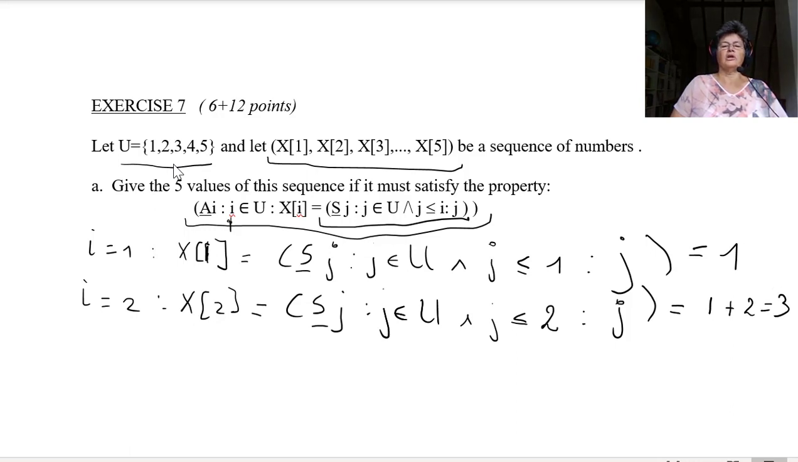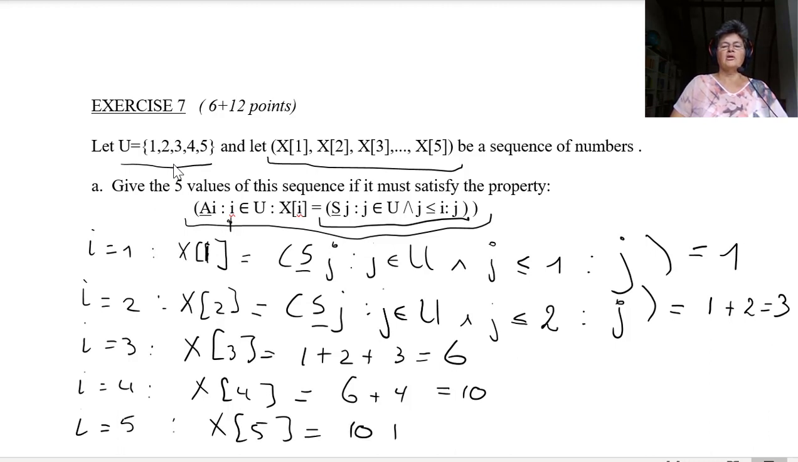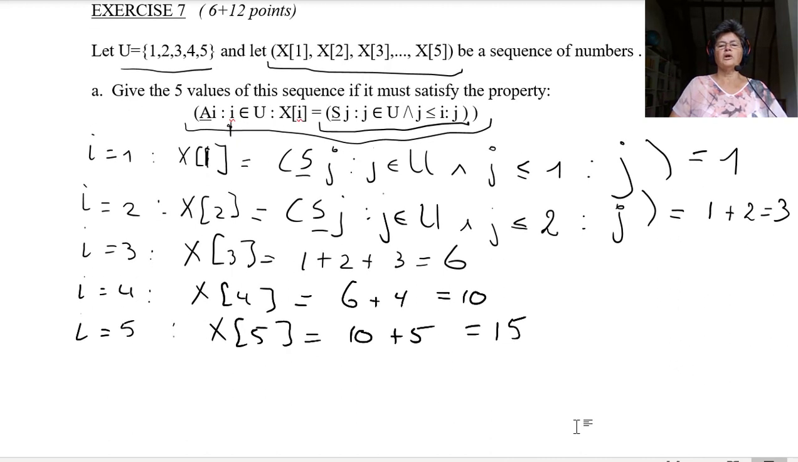That gives us 3. i is 3, and do you already recognize the repetition? So x3 will be 1 plus 2 plus 3, will be 6. If i is 4, then x4 will be 6 plus 4 being 10, and the last one, i is 5, will give us x5 will be 10 plus 5 equals 15. So the sequence they're looking for is the sequence 1, 3, 6, 10, 15.